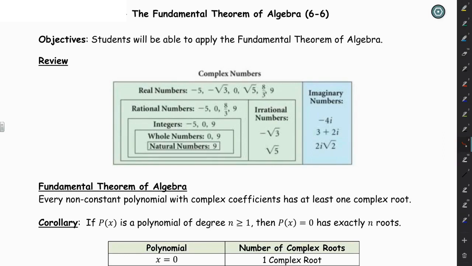Everyone, in this lesson we're going to continue to solve polynomials, but you're going to learn about the fundamental theorem of algebra. That's going to give you a little bit more information and help you to solve those polynomials.